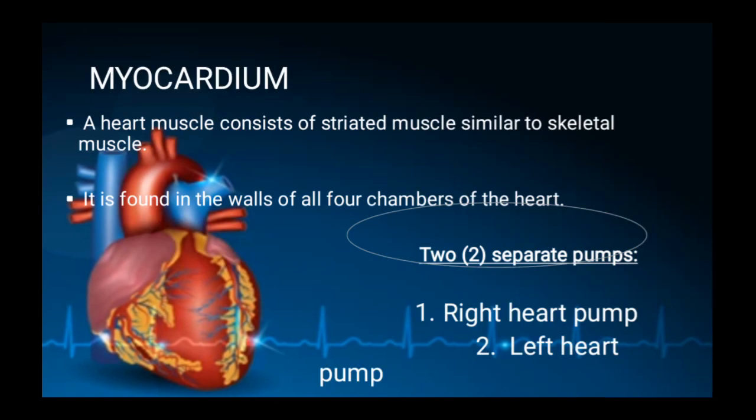Myocardium, the heart muscle, consists of striated muscle similar to skeletal muscle. It is found in the walls of all four chambers of the heart, and there are two separate pumps, which are the right and left heart pumps. Unlike skeletal muscle, individual fibers interconnect in lattice-work fashion. As a result, stimulation of one myocardial cell spreads an action potential throughout the myocardium.